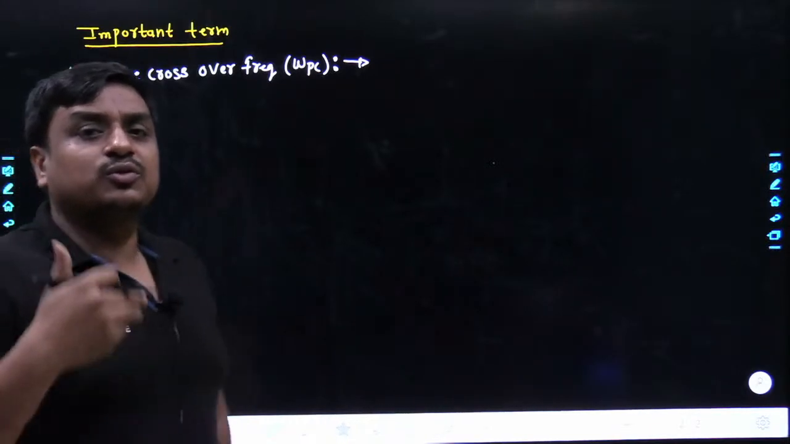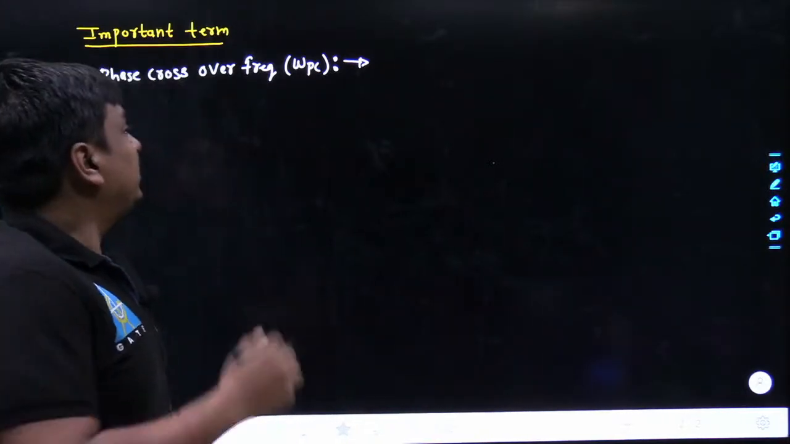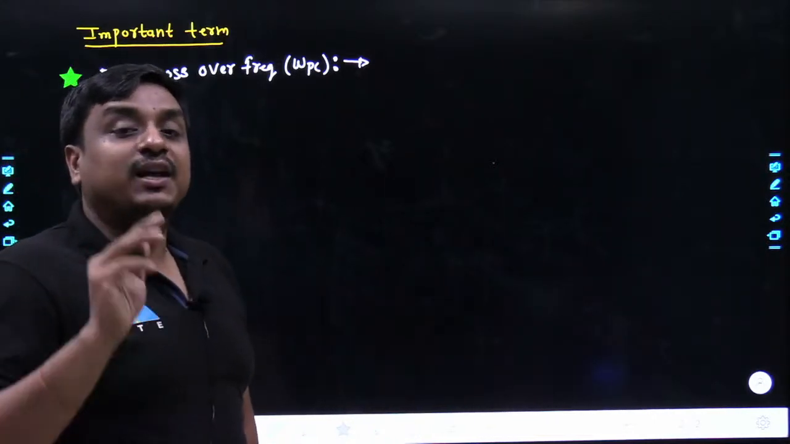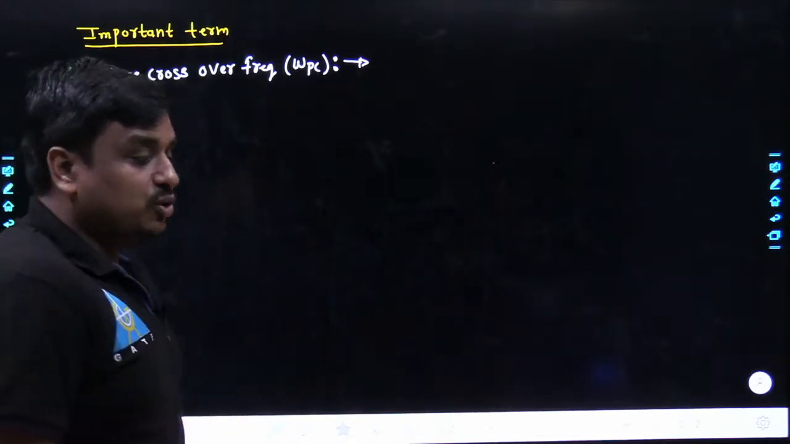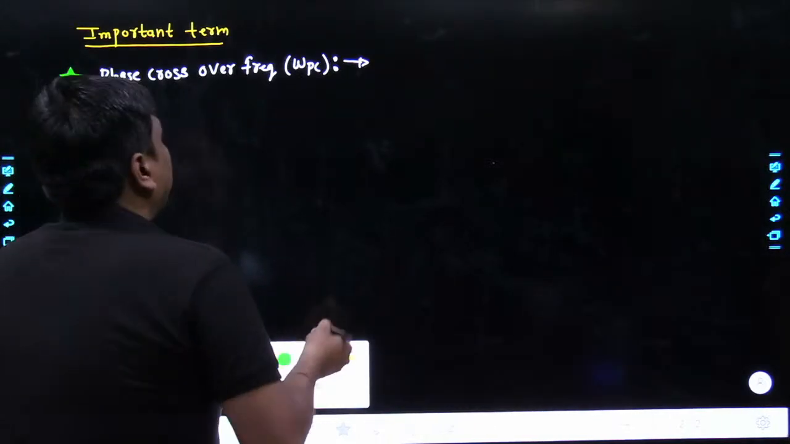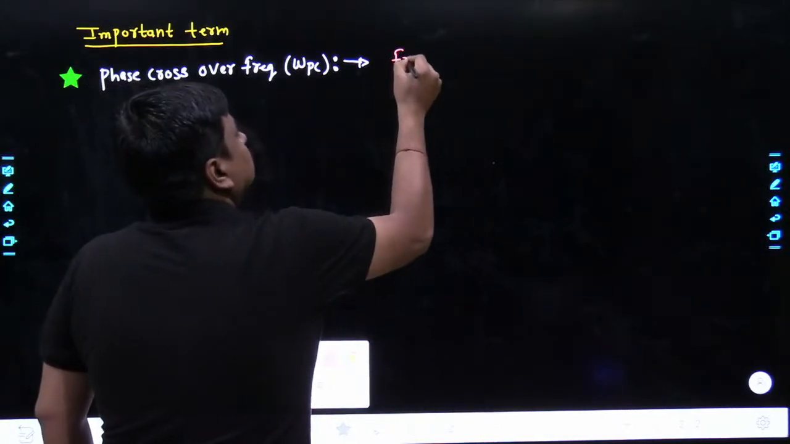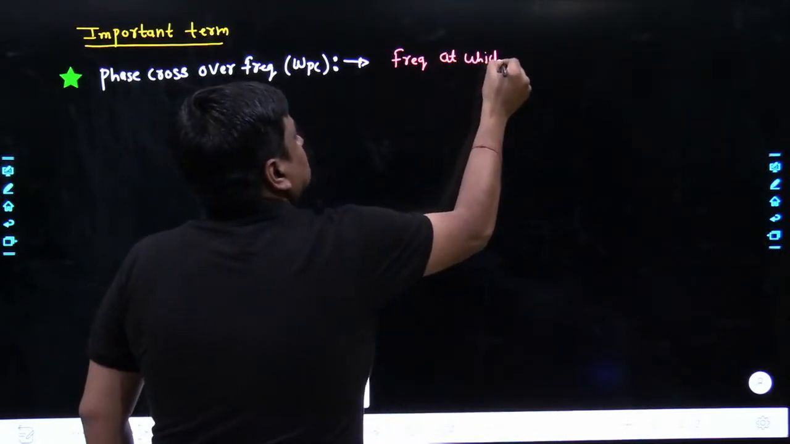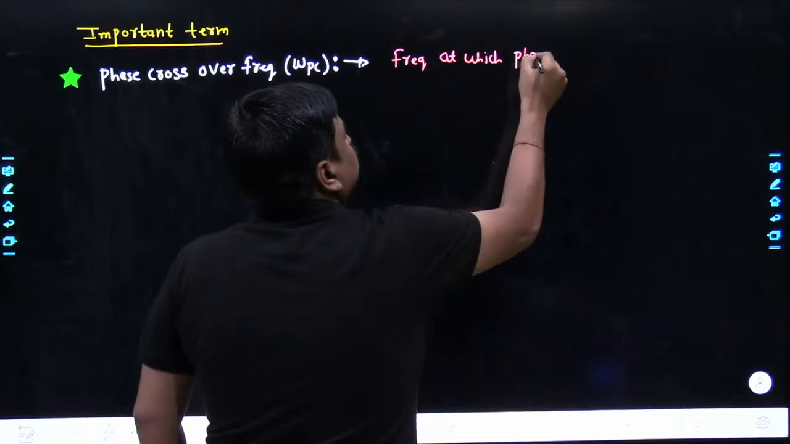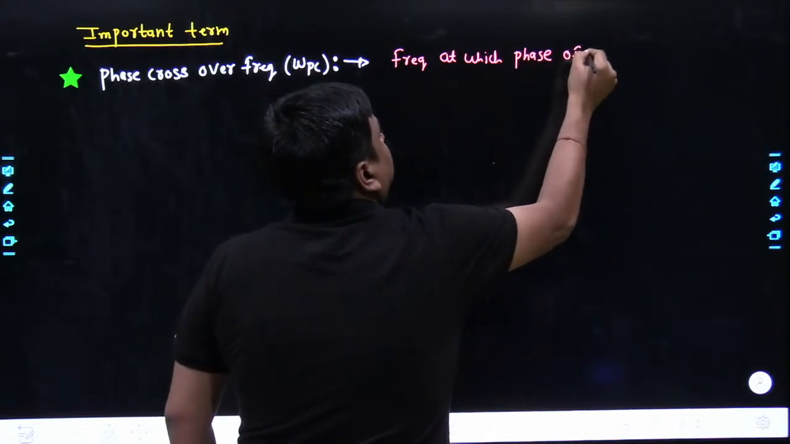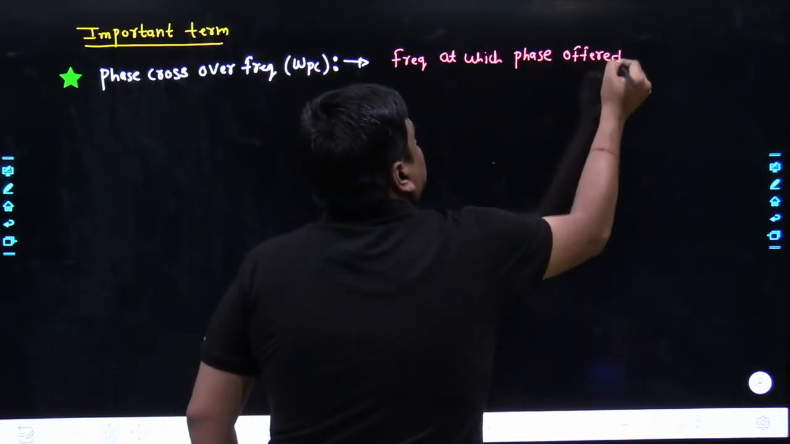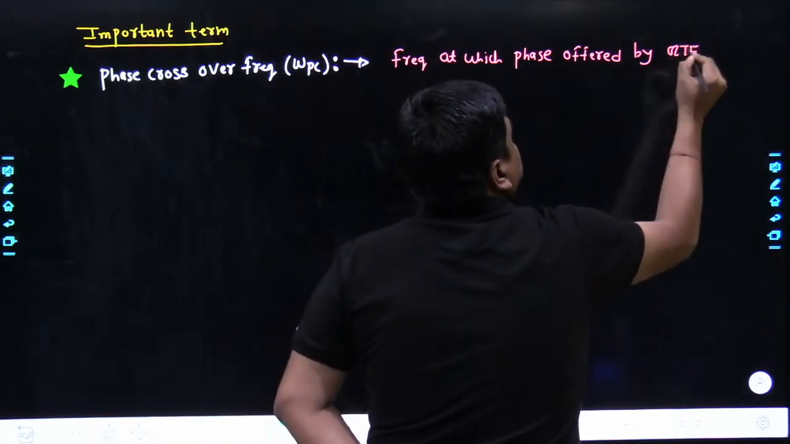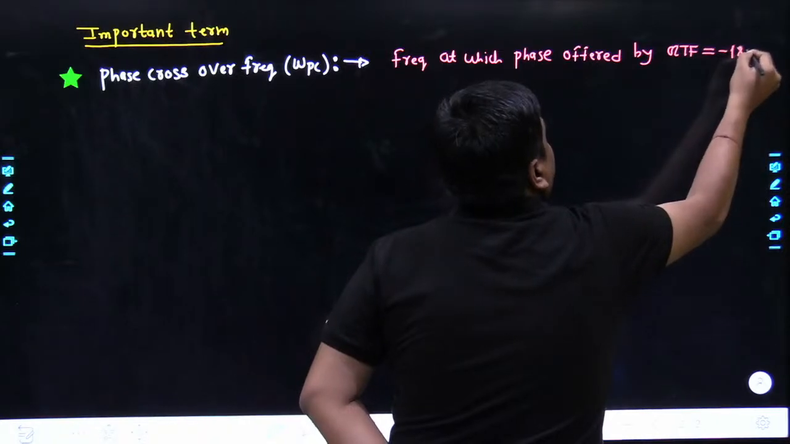How is the phase crossover frequency defined? It is defined as the frequency at which the phase offered by the OLTF is precisely minus 180 degree. That's a very, very important one. Write down: frequency at which phase offered by OLTF is precisely minus 180 degree.